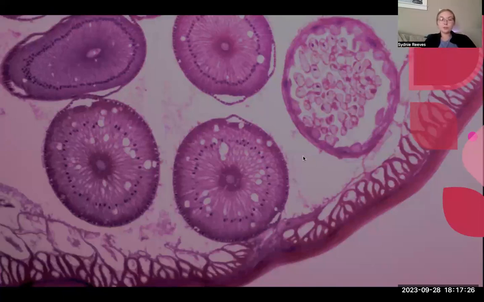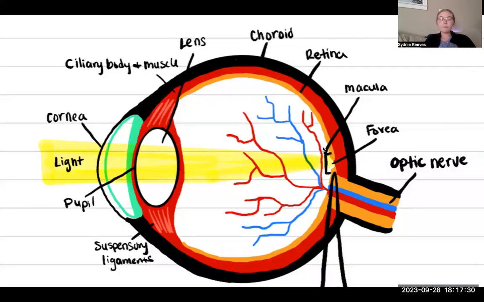And I chose to do the anatomy and physiology of the retina. So this is something that I drew up as the anatomy and the physical structure of the eye itself. So this black part is going to be the choroid, I don't know how to say that for sure. And then the red part around it is going to be the retina.